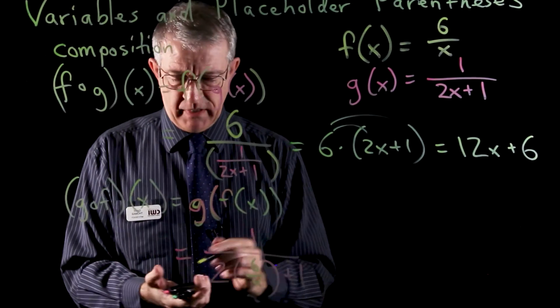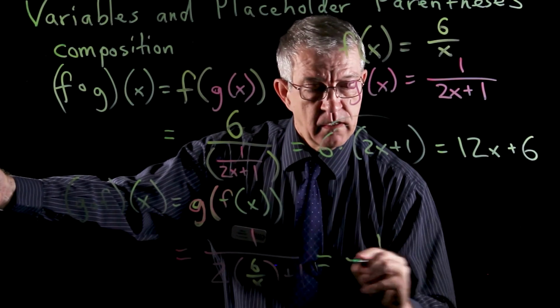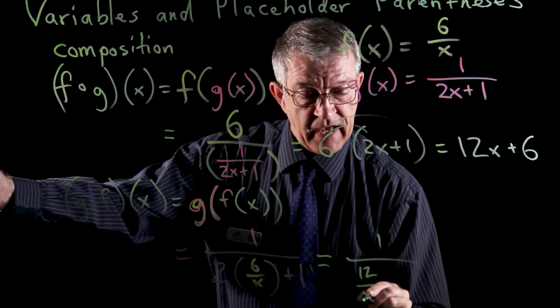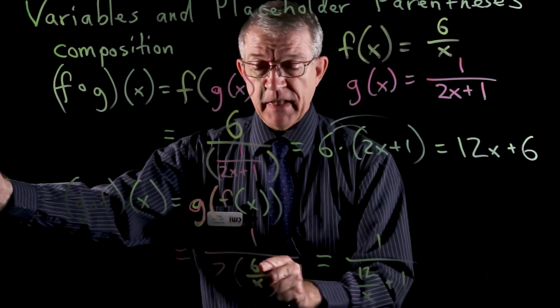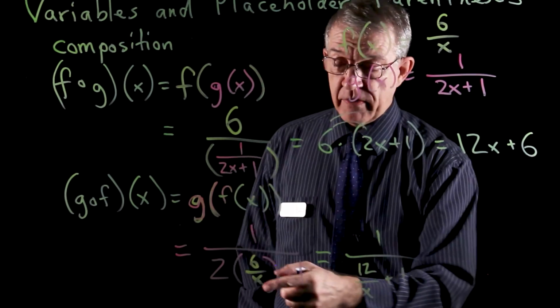Okay, now I have to do a little bit of work. That's okay. I'm not immune to work. It's not always my favorite thing to do, but if I have to, I can. Multiplying 2 times 6 gives me 12 over this fraction, over the variable x.